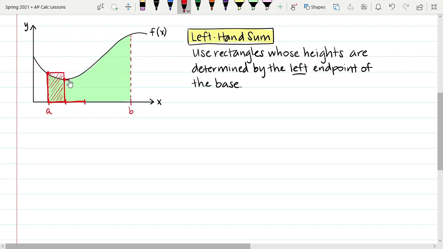Now if I draw the rest of that rectangle, it looks like this. In this case, you can see that this rectangle is a little bit too short, and it's missing some of the area. All right, and I can just continue on. In this particular instance, I happened to divide this up into about 5 rectangles.